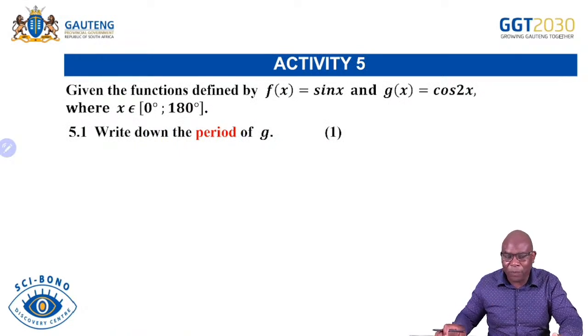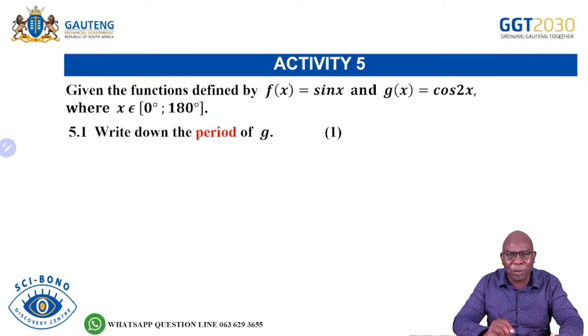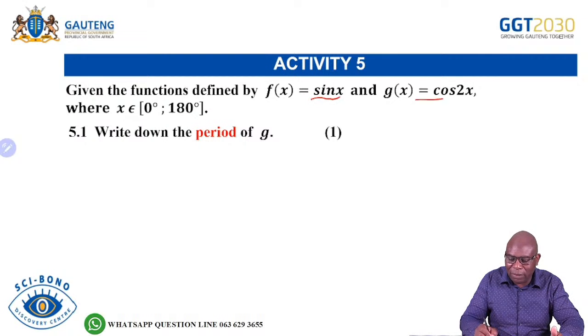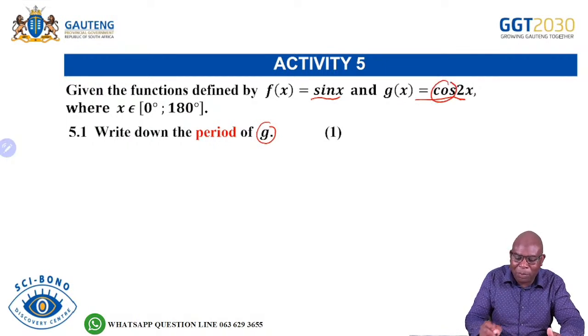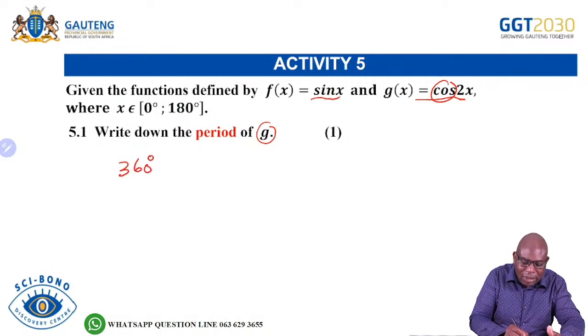Question 5. It's functions, very easy. Also, calculator usage, very important. You must know how to use a calculator here. So you're given this function and that function, and they need the period of g. So the period of g, how am I going to get the period of g? Because I know it's a cos graph, the period of the whole cos graph is 360. That is the period of this graph.